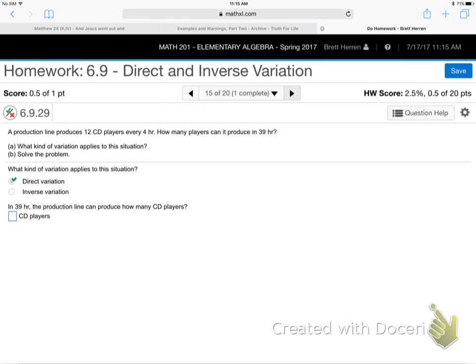Okay, a production line produces 12 CD players every 4 hours. How many players can it produce in 39 hours? What do you think? Yeah, especially since I checked the box already. But it is direct. Would you sense it's direct?